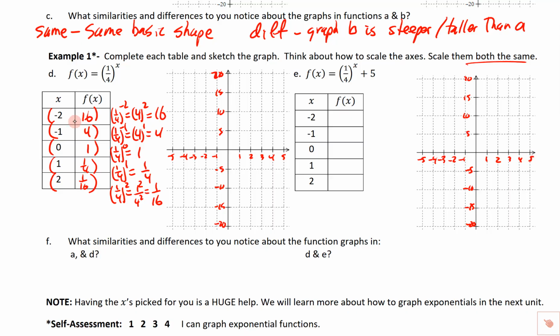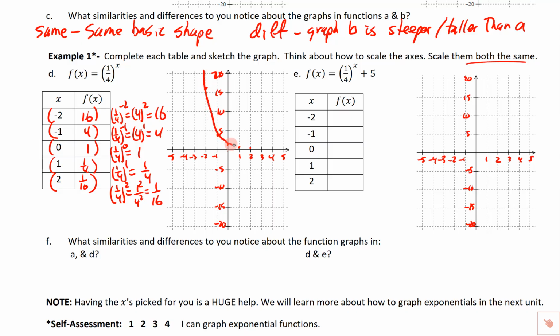And let's go ahead and graph this one. -2, 16. So that would be back 2 and up 16. -1, 4, so about right there. 0, 1, about right there. 1 and 1/4, so over 1 and up a 4th, so barely above the x-axis. And then again, continuing to get closer and closer and closer to the x-axis here. So we're going to go like this.